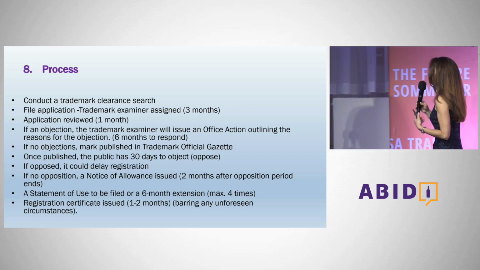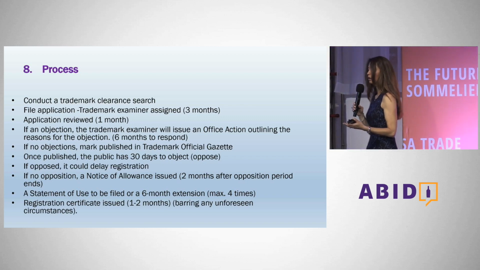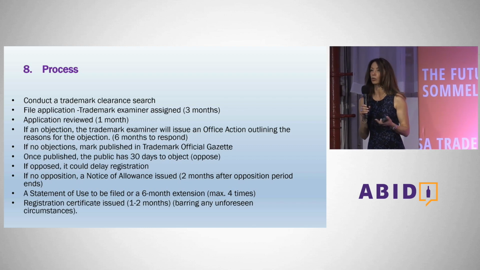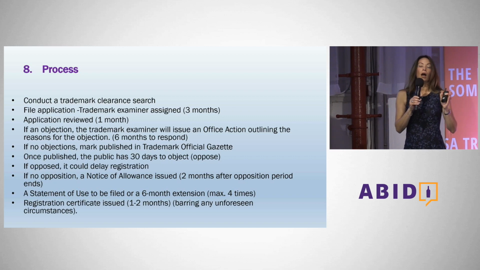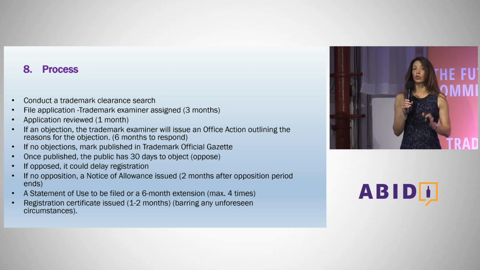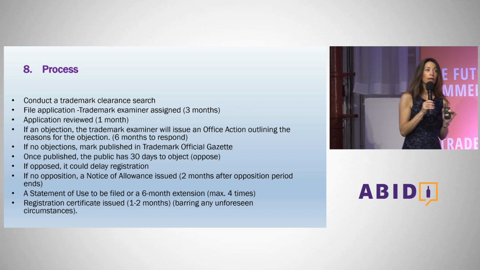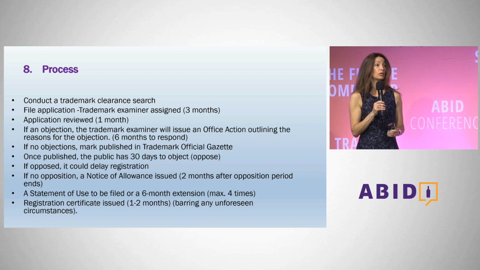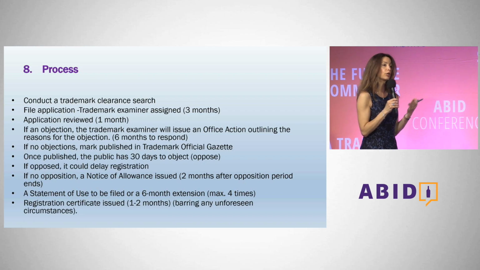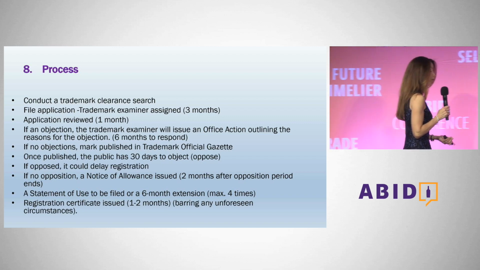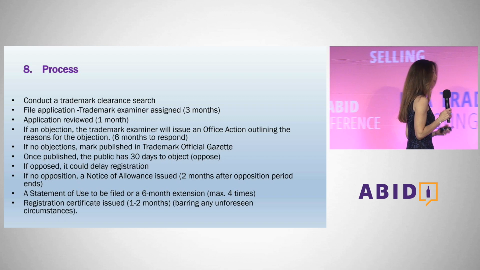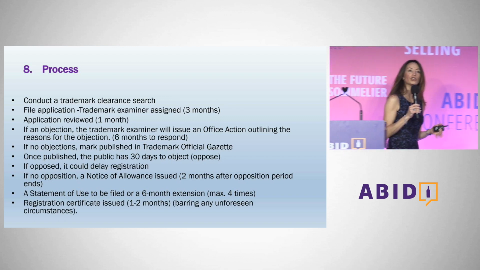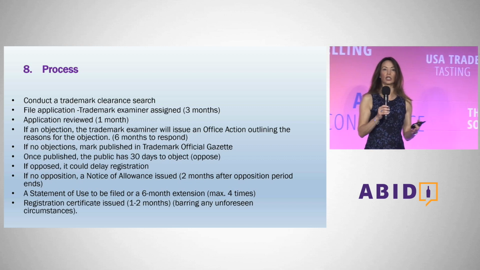So once you find a name that you think is workable, that you think could possibly be registered, you file the application with the trademark office. It takes a while for them to actually process it. It takes about 3 months for a trademark examiner to even be appointed to your application. So that's a long period of time, right? They want to make sure it meets the legal requirements for an application. And then once it's assigned, the trademark examiner usually takes about a month to 2 months to actually respond to you.